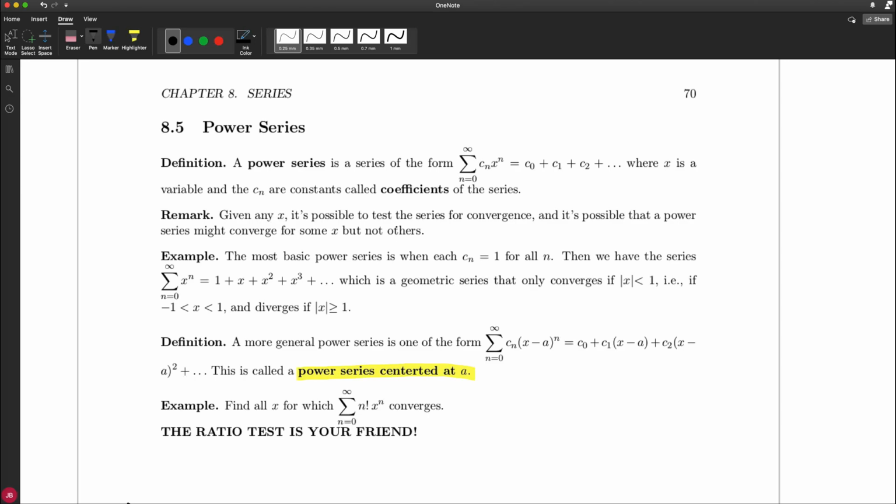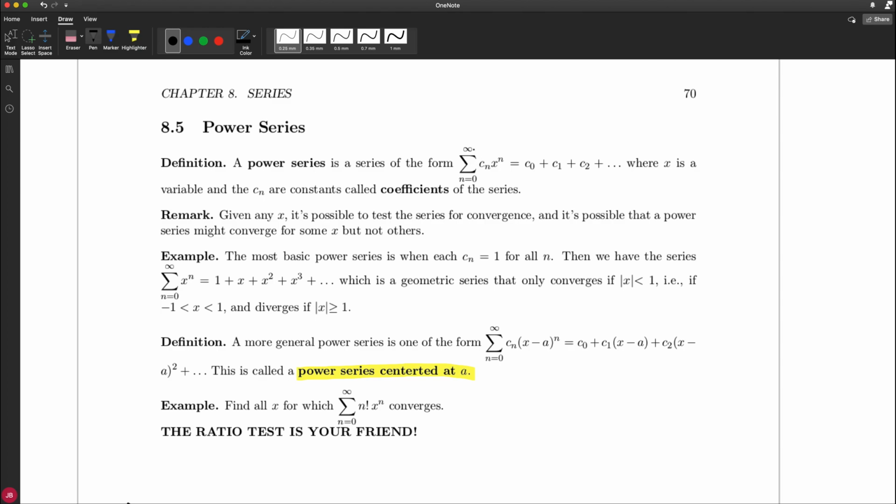Hello everyone. Today we are going to start section 8.5 in this video. We'll do page 70 and then the first exercise on the next page 71. Okay, so to begin, we're first going to introduce the notion of a power series.